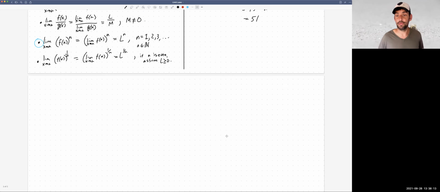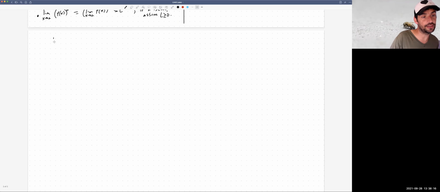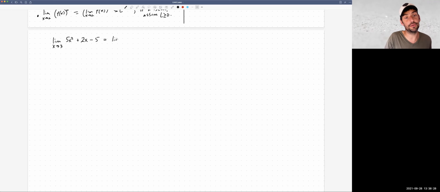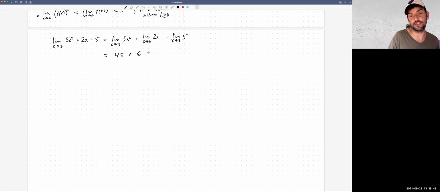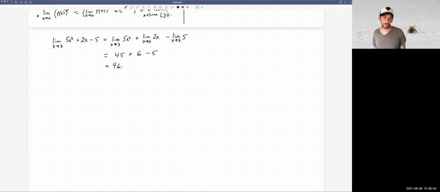Let's do one last example, and then let's make this the limit as x goes to 3 of 5x squared plus 2x minus 5. So now I can apply that sum and difference rule. So you get this. And we just did this one, it's 45. We just did this one, it's 6. And we know the limit of a constant is just 5. So we end up with 46.